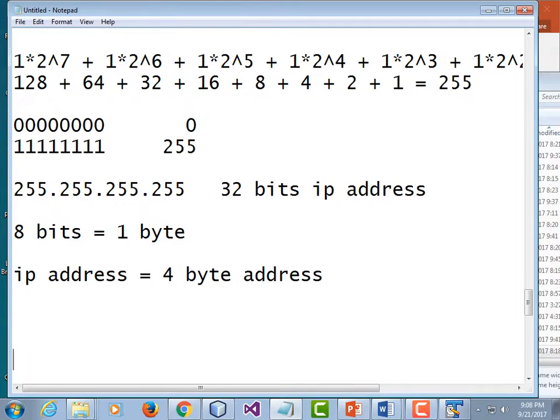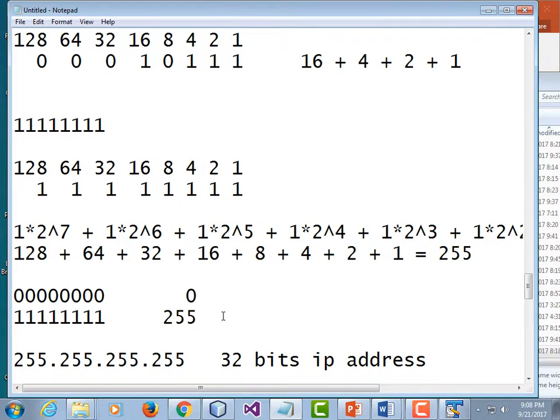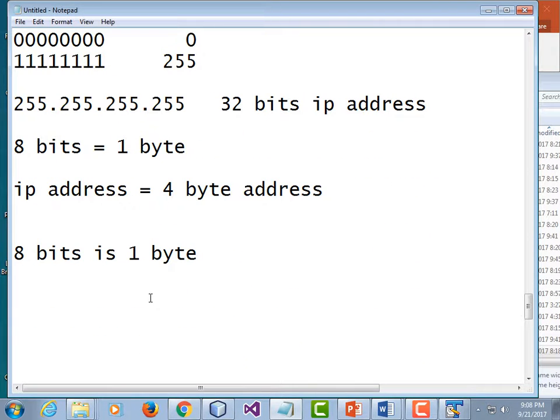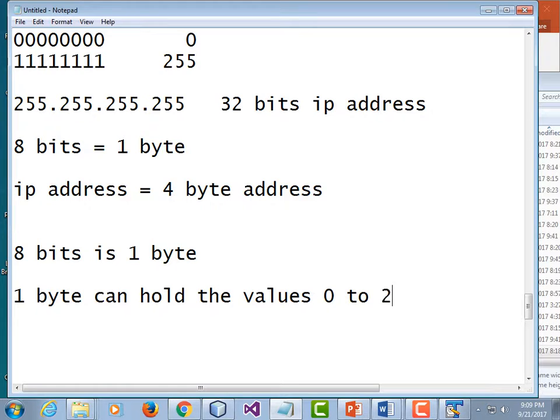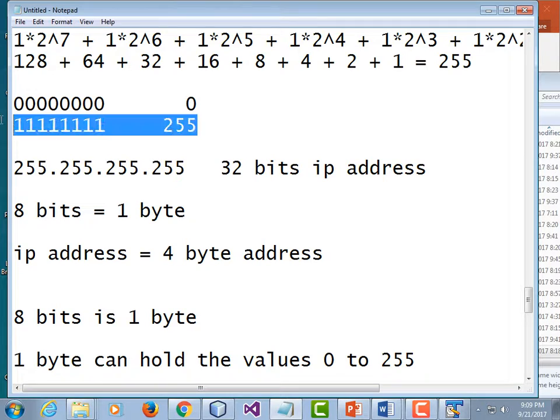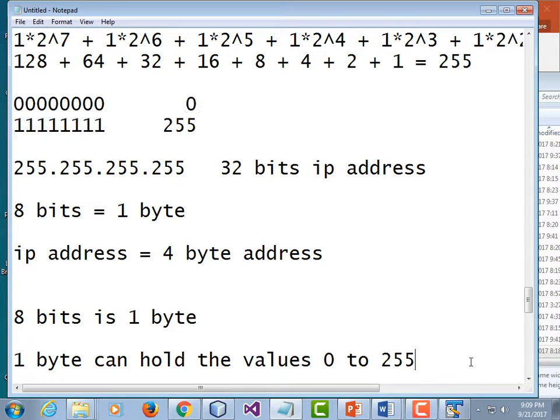So something that I want you to remember: 8 bits is a byte. And how many values could fit in a byte? A byte's maximum is 255. So 1 byte can hold the values 0 to 255, because 8 bits can hold those values, from that to that, for a possible 256 total values. This will become important in a later lecture.